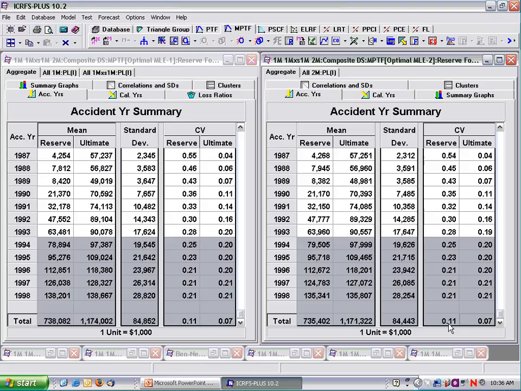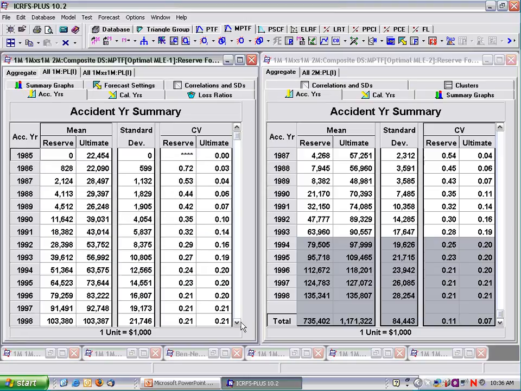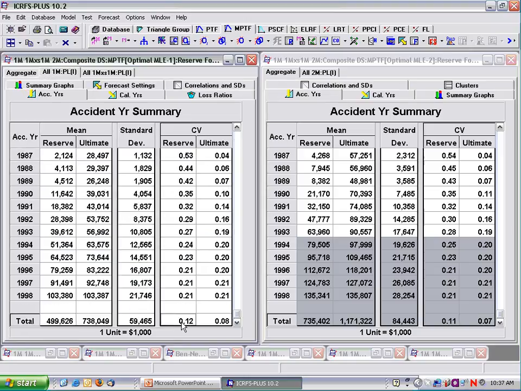Sorry, this is for the 2M. Another person in the company says, no, $2 million is too high. We're not ceding enough risk. Let's limit our losses to $1 million. So any loss exceeding $1 million will be assumed by the reinsurer, and he creates a triangle limited to $1 million, and he gets a coefficient of variation which is about the same, 12%.